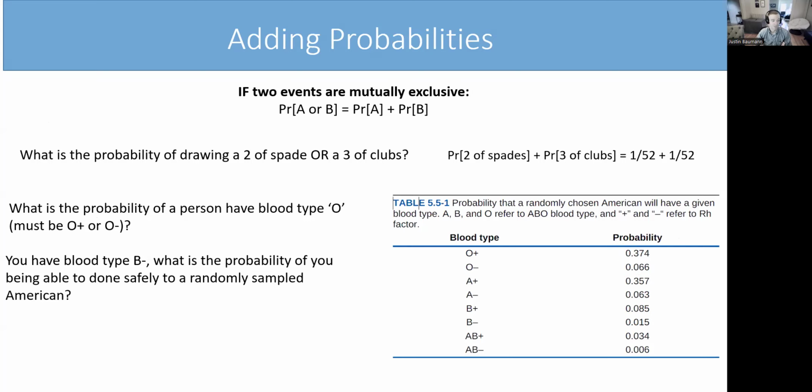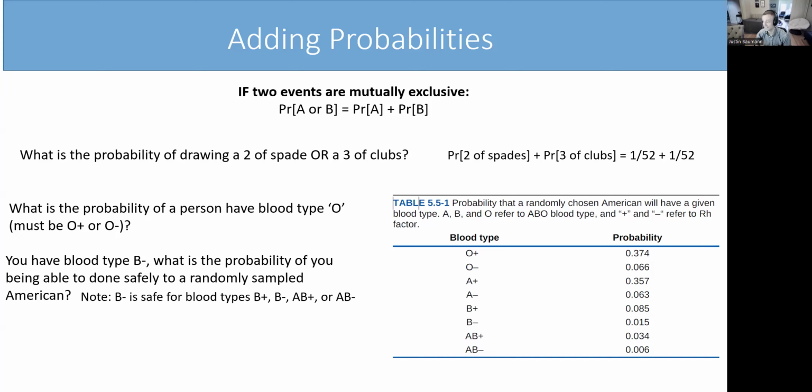All right, next question. I'm sorry, you have blood type B negative. What's the probability of being able to donate safely? This is obviously really well written. I wrote these, by the way. So, being able to donate safely to a randomly sampled American. So again, let's read the table caption. Probability that a randomly chosen American will have a given blood type. A, B, and O refer to the ABO blood types, and positive and negative refer to the RH factor. You have blood type B negative. What's the probability of you being able to donate safely to a randomly sampled American?